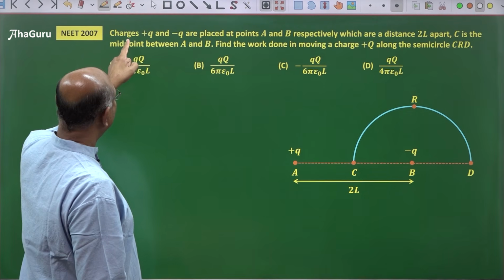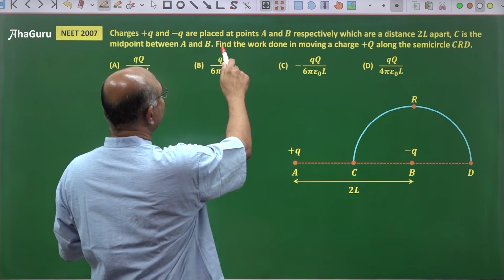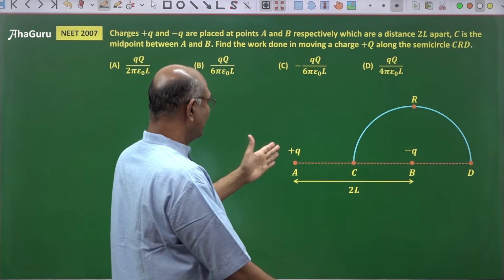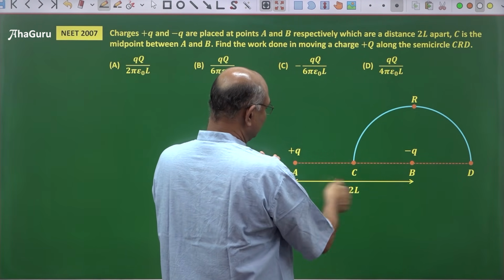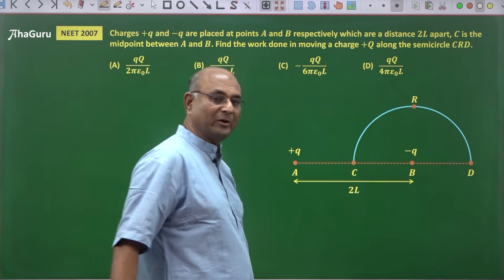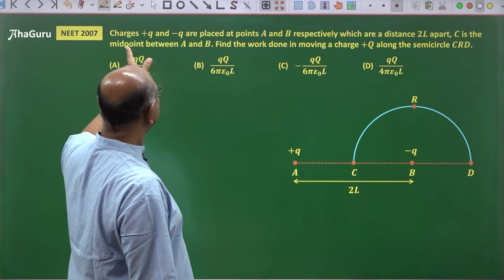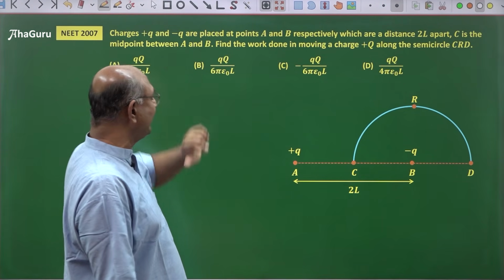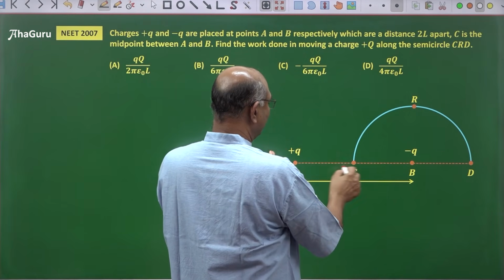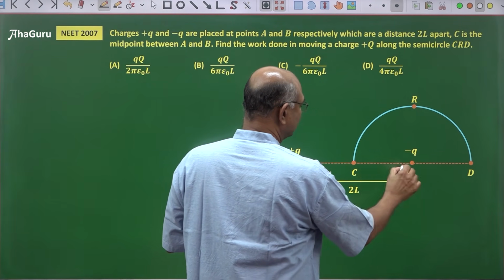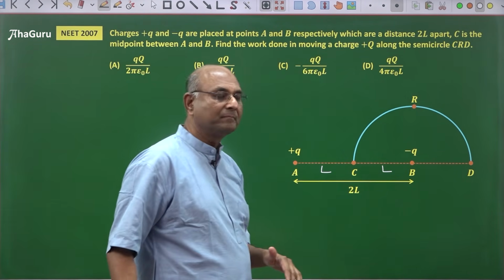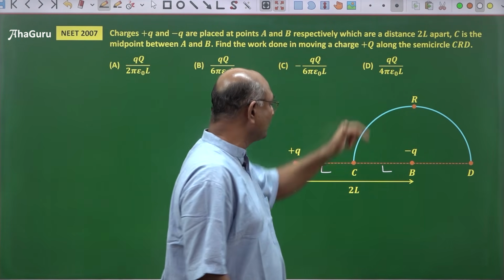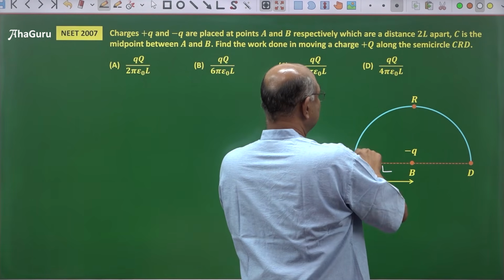Here we have charges plus q and minus q that are placed at points A and B, which are at a distance 2L apart. A, B, 2L distance apart, right? Plus q and minus q have been placed here. And C is a point in between, exactly halfway, the midpoint between A and B. So since this is the midpoint of AB, this length must be L and this length must be L. Find the work done in moving a charge plus Q along the semicircle CRD.